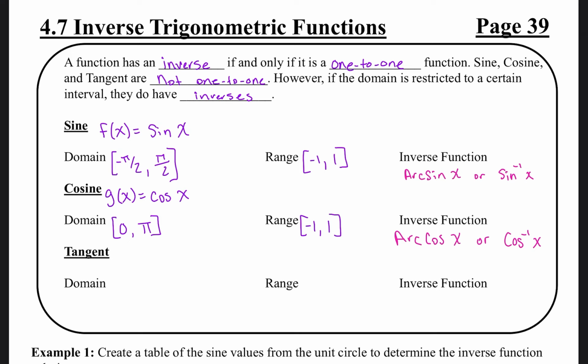And last but not least, we got our tangent function. Our parent function could look like this, the tangent of x. The domain of tangent looks very similar to sine, except one small change. We have these parentheses instead of our brackets. And again, we can see why that is.